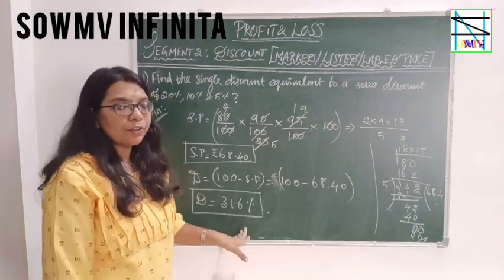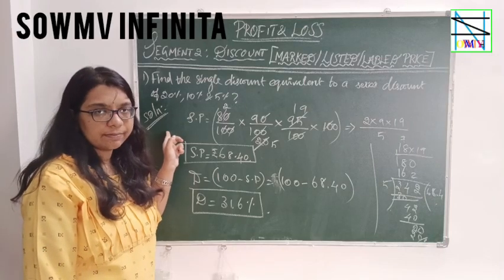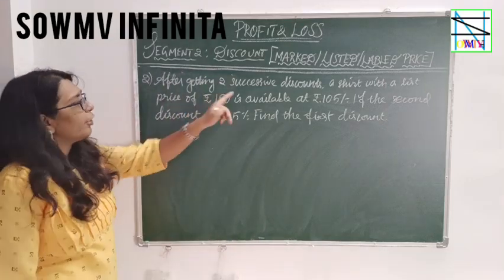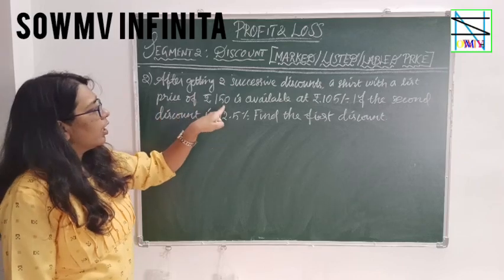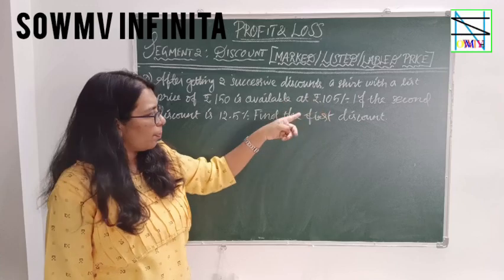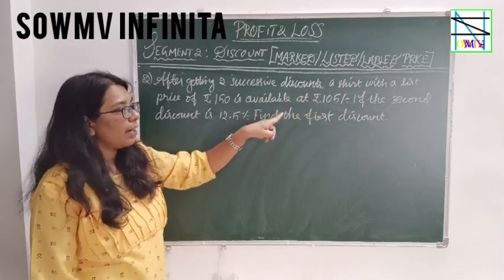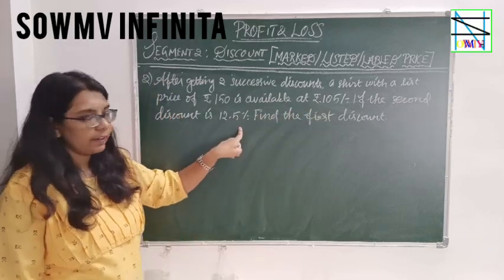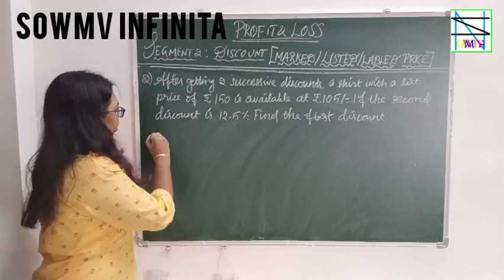Okay, let's go to the second problem. After getting two successive discounts, a list price of 150 rupees is available at 105 rupees. The second discount is 12.5%. Find the first discount. Let's see that. So, solution.